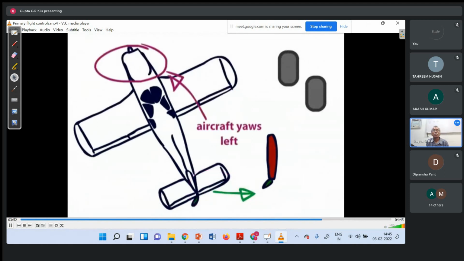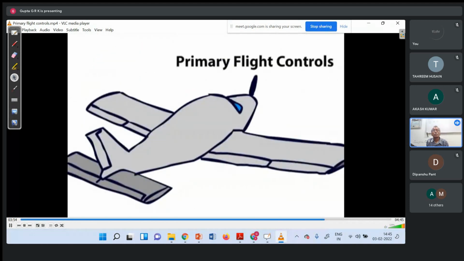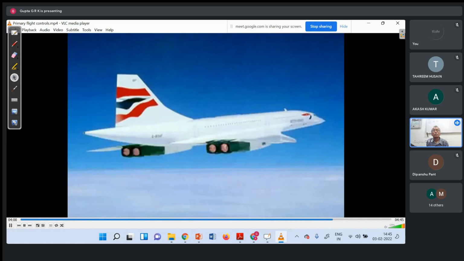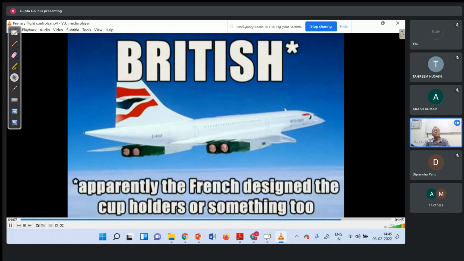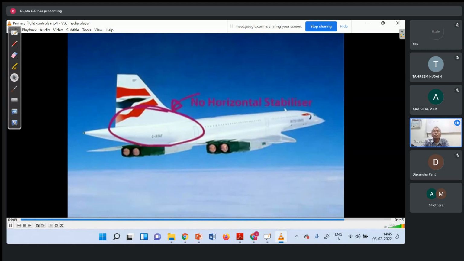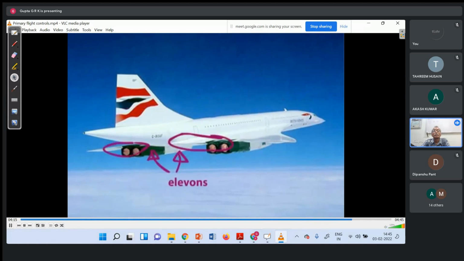You can also have different setups with the primary flight controls where one surface can combine 2 of the above. A good example of this is Concorde, the finest aircraft ever constructed, mainly because it was British. You can see it has no horizontal stabilizer, so there is nowhere for an elevator. It controls itself in pitch and in roll, using these elevons, which combine the functions of the elevator and the ailerons into one set of flight controls.